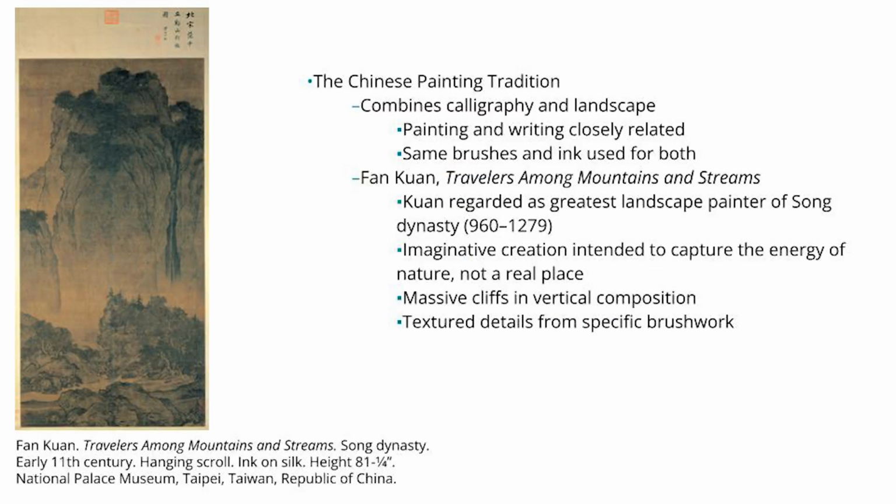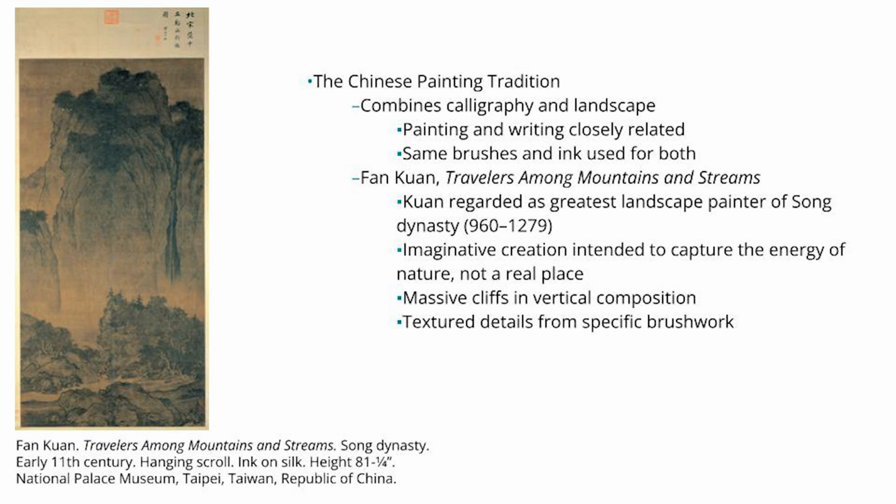Now let's get into the Chinese painting tradition, because there is a long tradition of painting, and all of the Chinese painting tradition really stems from the Chinese calligraphy tradition. So Chinese painting really combines calligraphy and the landscape. Painting and writing were considered very closely related, and they would use the same brushes and the same ink for both. This example by Fan Kuan is Travelers Among Mountains and Streams.